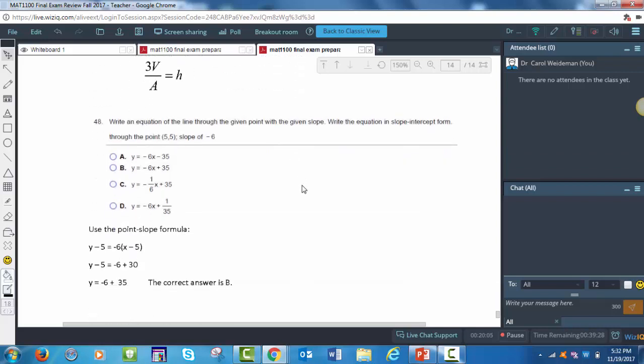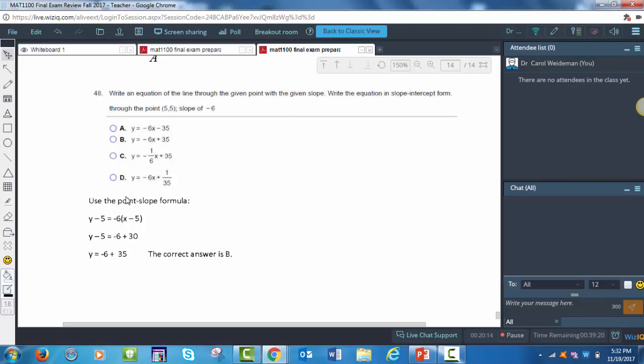All right, we want to write an equation of the line that goes through the given point with the given slope. Okay, so we've got this point and this slope, so we're going to use the point-slope formula. So y minus 5 equals the slope, negative 6, times parenthesis x minus the x coordinate of that point. Go ahead and simplify, and I dropped off the x's here, I realize. So let me get my little pen here. There should be an x here and an x here. And so the correct answer for this one is B.